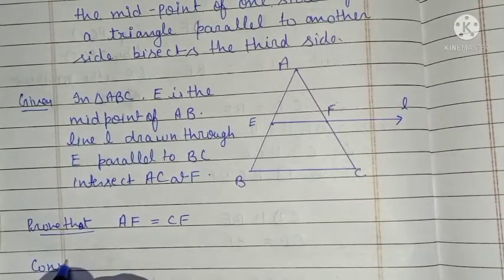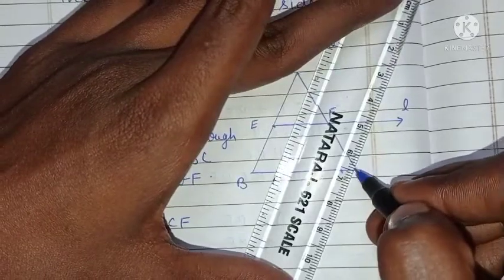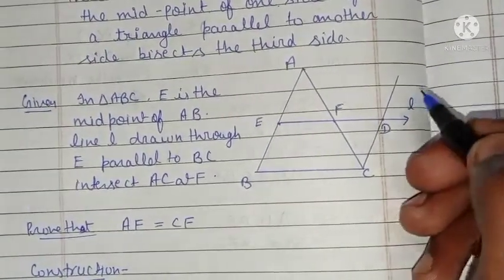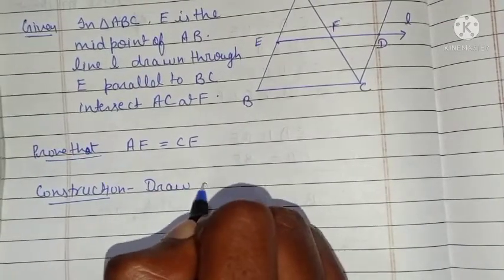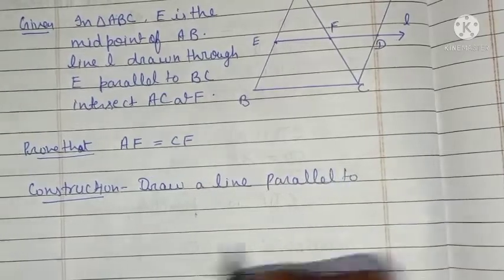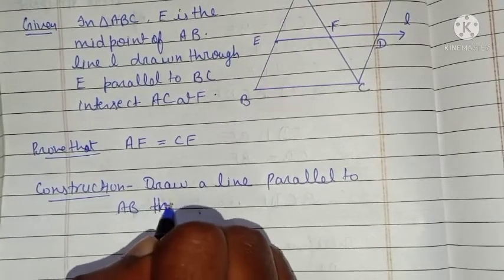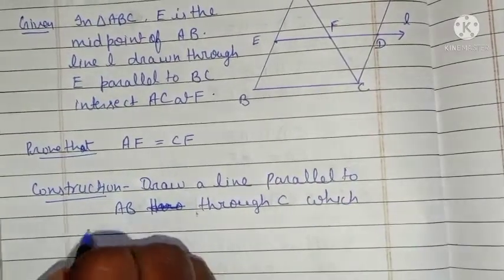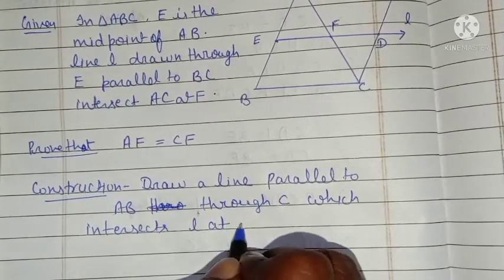For this, we do some construction. Draw a line parallel to AB through C, which intersects line L at D.